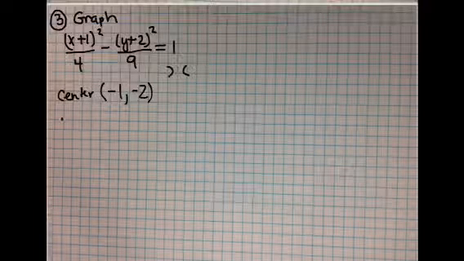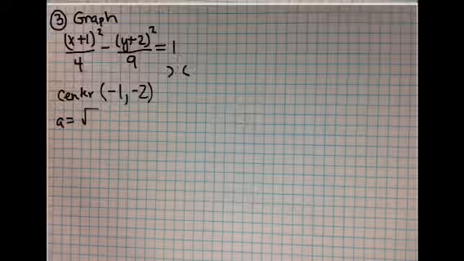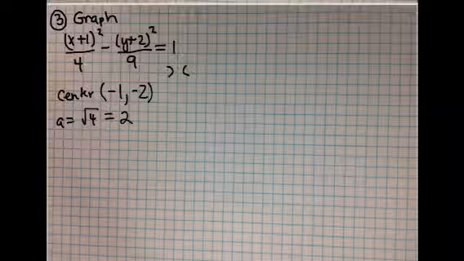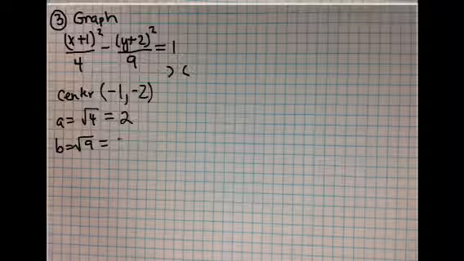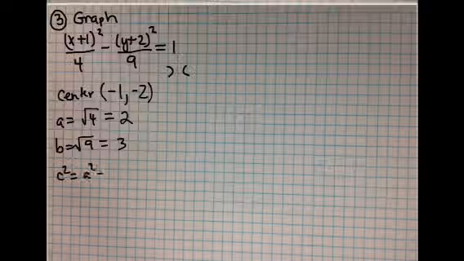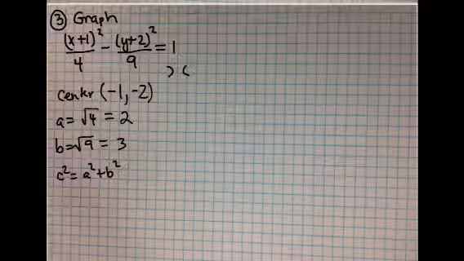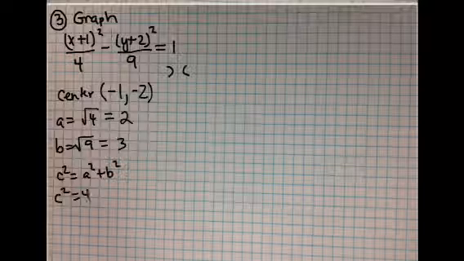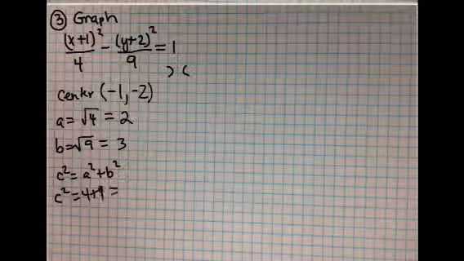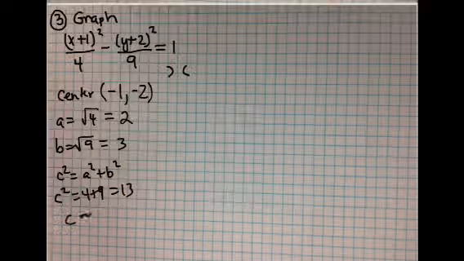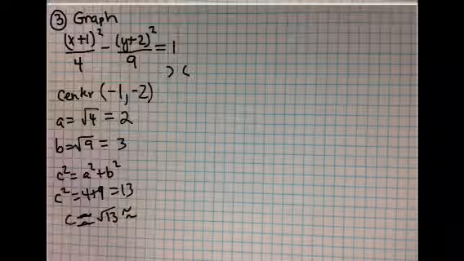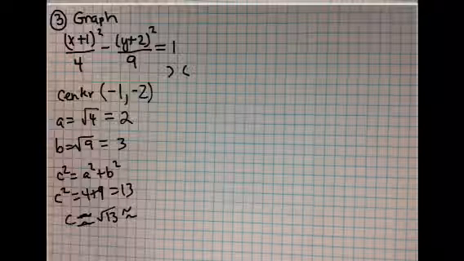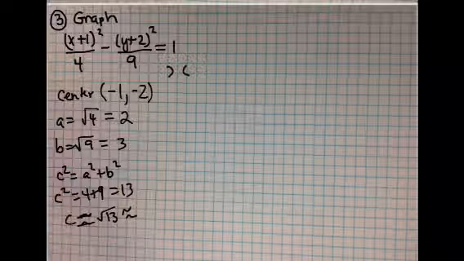Okay, the a value is the square root of 4, which is 2. The b value is the square root of 9, which is 3. And the c value, remember c squared equals a squared plus b squared. So c squared is 4 plus 9, 13. So c is actually equal to the square root of 13, and approximately equal to 3.6.